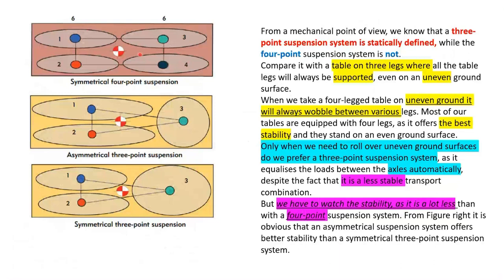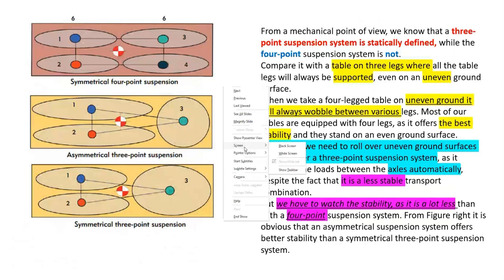From a mechanical point of view, we know that a 3-point suspension system is statically determined, while a 4-point suspension system is not statically determined. We can compare this with a table with three legs. It is always supported, even on uneven ground surface. When we talk about a four-legged table on uneven ground, it will always wobble between various legs. That means the load distribution can vary. Three-legged means it's stable, and four-legged means it's not that stable. I mean, statically determined, it's not statically determined.